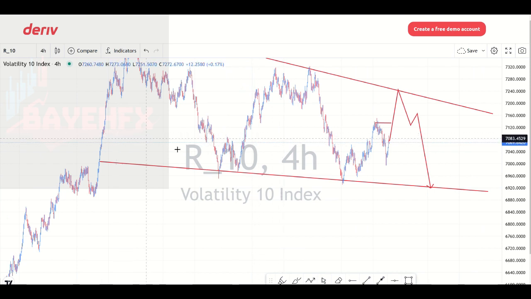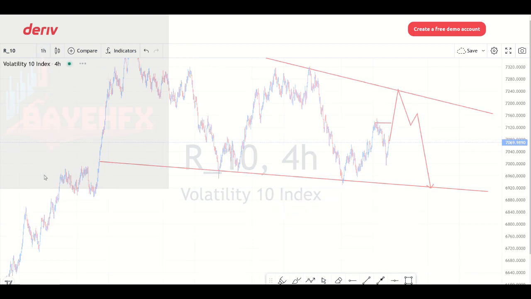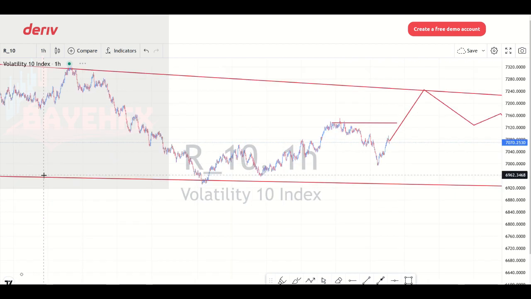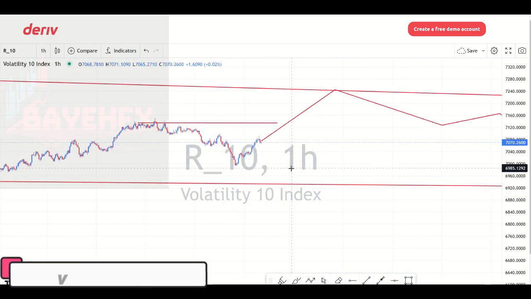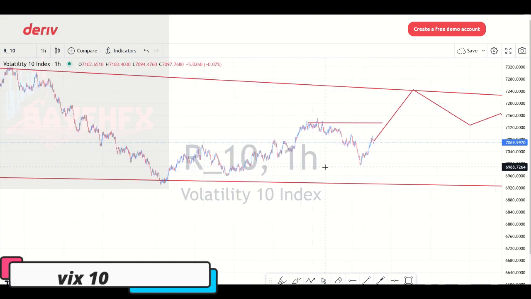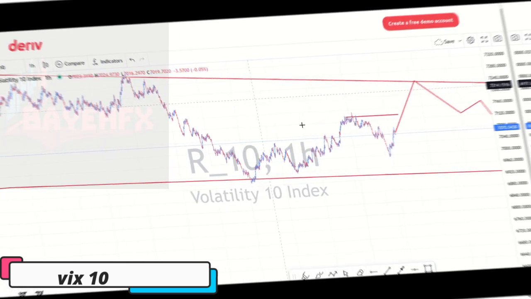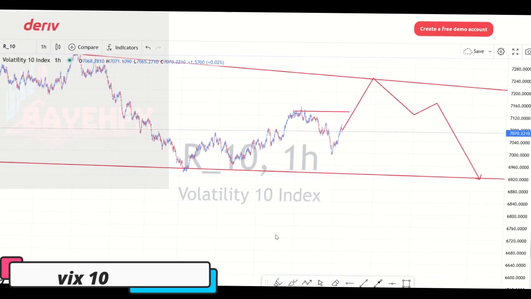So that's it for VIX10. You can still see it's still the same pattern on the smaller time frames like the 1 hour, the 30 minutes. You're still going to see this. So as you can see, the rejection we see as we have created, so it's going to be a bullish continuation to the upside right now. So we're going to wait and see how the market plays out. So that's it for VIX10.